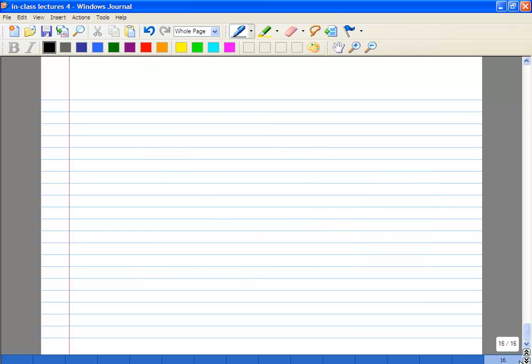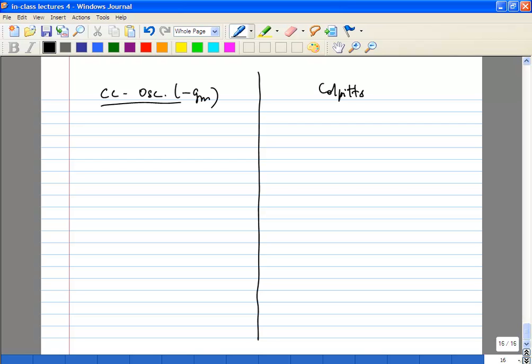Okay, so coming back to VCO design, let's do a quick table-wise comparison of the Colpitts versus the cross coupled oscillator, because you will need to know which architecture to choose and why you are choosing it. It's called the cross coupled or negative gm oscillator, versus the Colpitts.